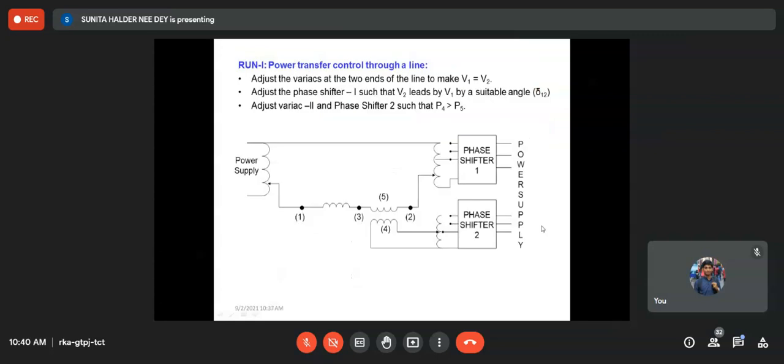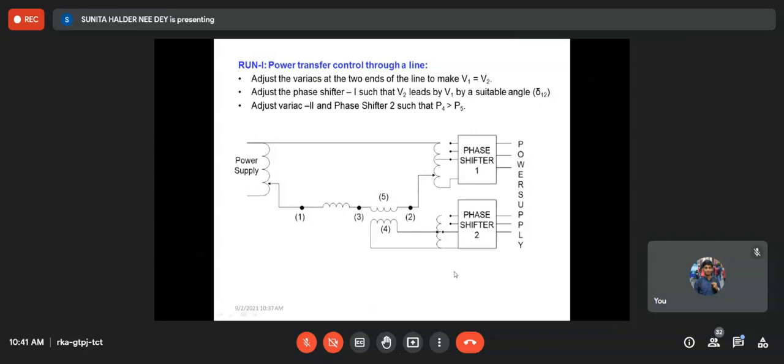Now run 1. What is given in run 1? Adjust the variacs at the two ends of the line to make V1 equal to V2. So actually we shall adjust the three-phase variac so that the voltages V1 and V2 will be the same. Adjust the phase shifter such that V2 leads V1 by a suitable angle. The angle is not mentioned because it is very difficult to set a particular angle. You just make V2 lead V1.